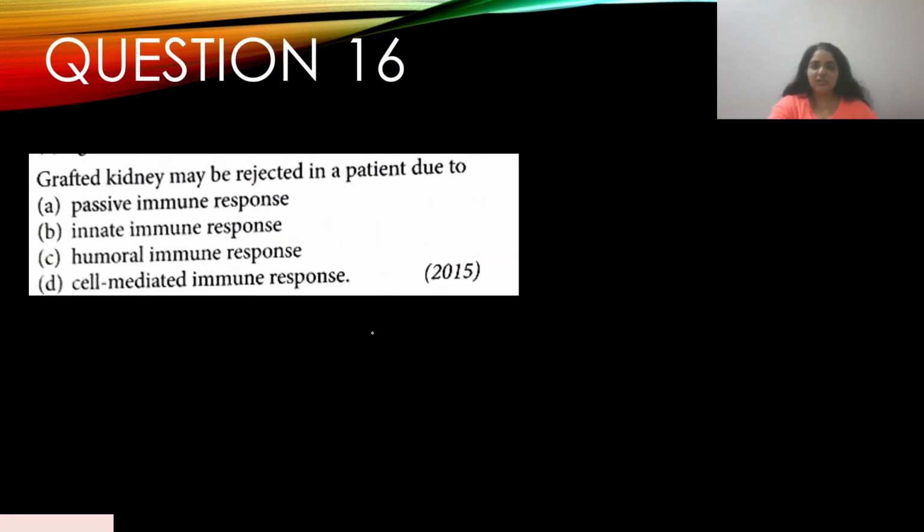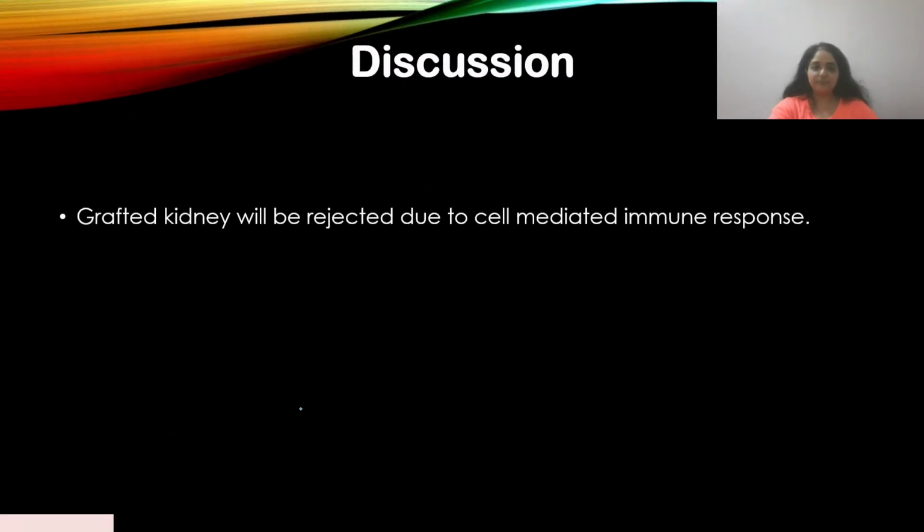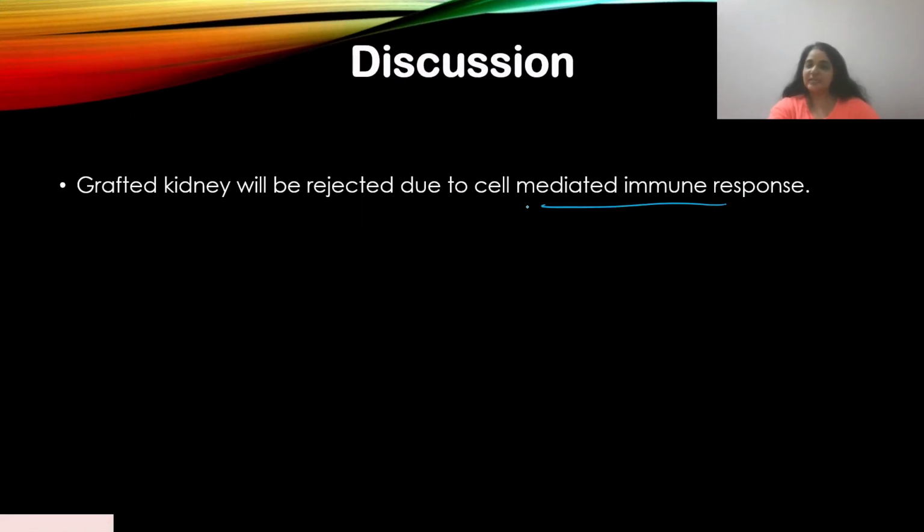Next question, question 16. Grafted kidney may be rejected in a patient due to, and we already discussed this twice. This appeared in 2015. You have A, passive immune response, B, innate immune response, C, humoral immune response, and D, cell-mediated immune response. When a grafted kidney is rejected, it is the cell-mediated immune response: the T cells get activated and begin to attack the grafted tissue. So the answer is D. Let's move on. Clear, right?